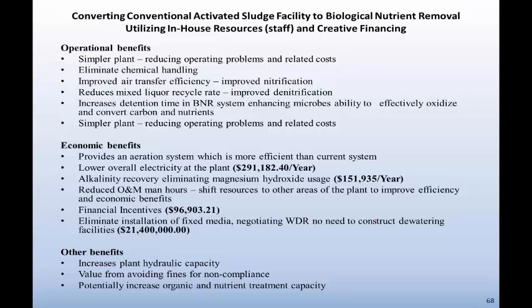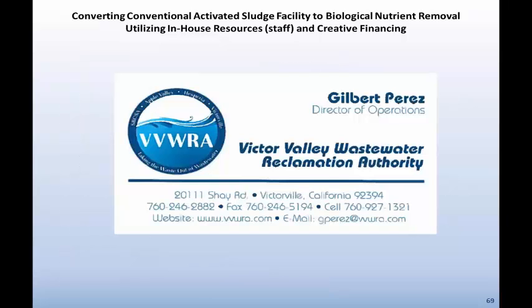Our next step is to have our plant reevaluated by a third party to see how much capacity we gained above 14 MGD. So again, for every MGD, as I said at the beginning, we lost $42 million in equity. So whatever MGD we gain, it's a gain for our plant. Again, that concludes my presentation.